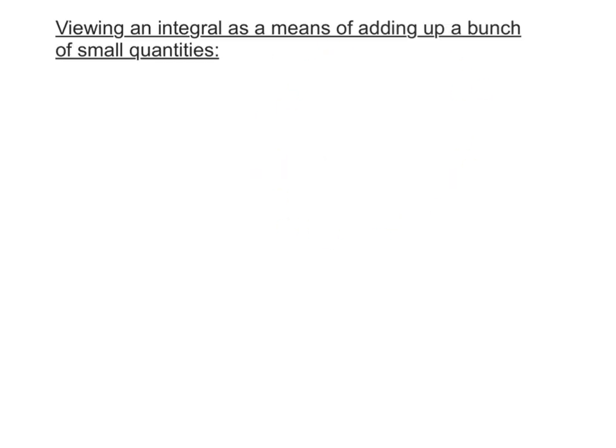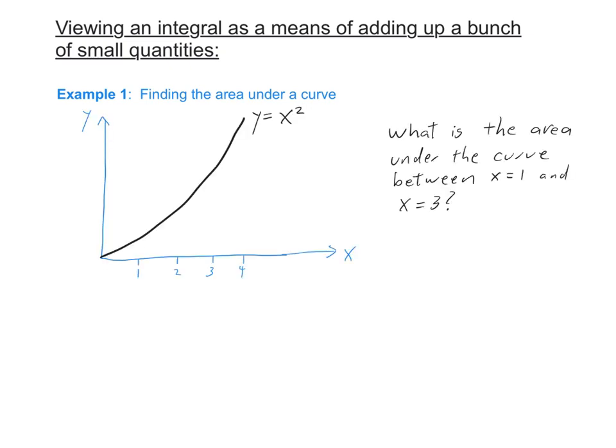Now we turn to our main point, namely how it's possible to view an integral as a means of adding up a bunch of small quantities. I'll illustrate with a series of examples. Our first example will involve finding the area under a curve. Suppose, for example, I plot a certain function. Here it is, y equals x squared, so we have a nice parabola. And I want to know what is the area under the curve between x equals 1 and x equals 3.